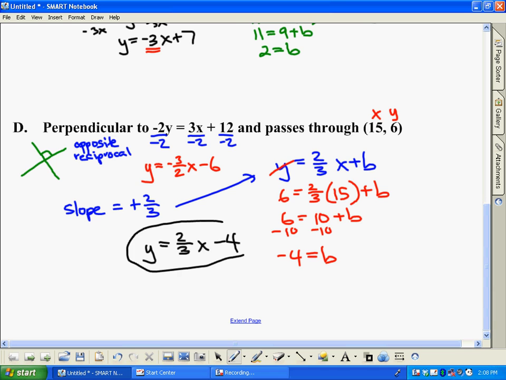So there you have it. That's the 4 different scenarios here for how to take the information you're given and put it into the equation of a line, y equals mx plus b form.